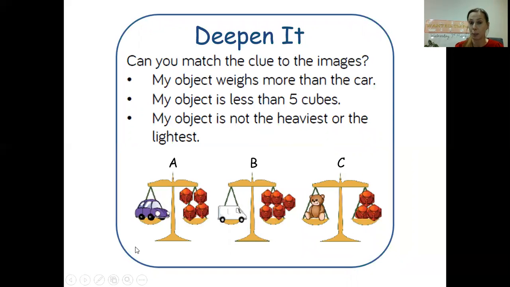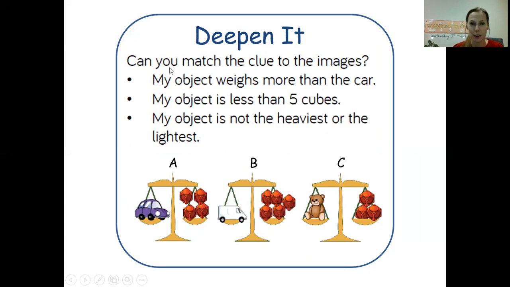And finally, the deepen it. It says, can you match the clue to the images? Now, I'll just give you one tip for this one. One of these clues could be 2 of the images. However, you can only have one image for each clue. So you might have to read another clue to work out which of those 2 is left over at the end, okay?